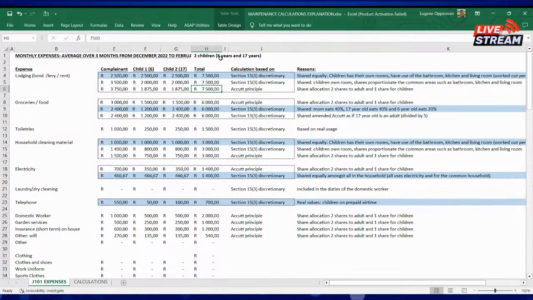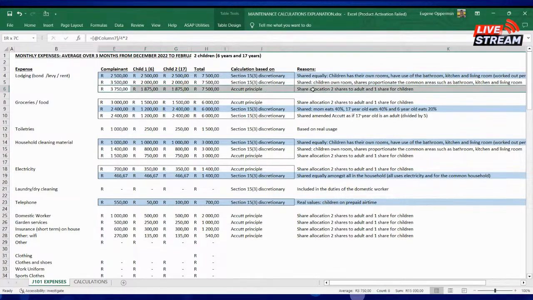So what we do there is we divide the whole amount by 4. That would mean that the mother pays 3,750 Rand, and then each child's contribution is 1,800 Rand. That is according to the Akut principle. But let's go further on this, which means that you, as the complainant, would pay the majority share thereof, 3,750 Rand. Now, one would think, is that fair?